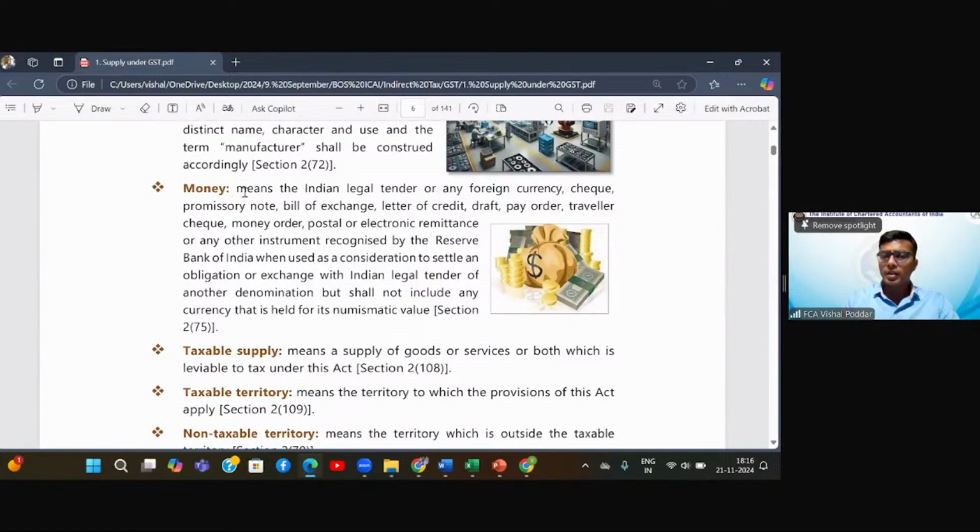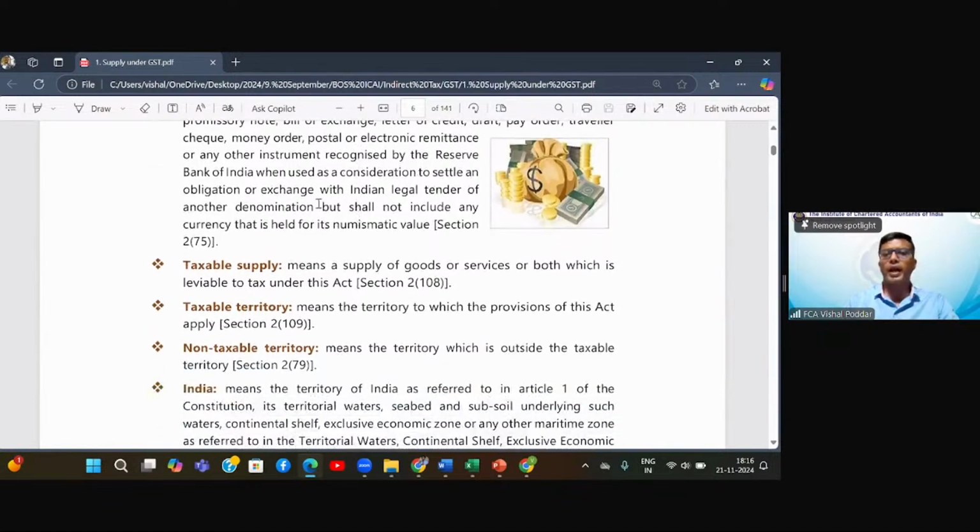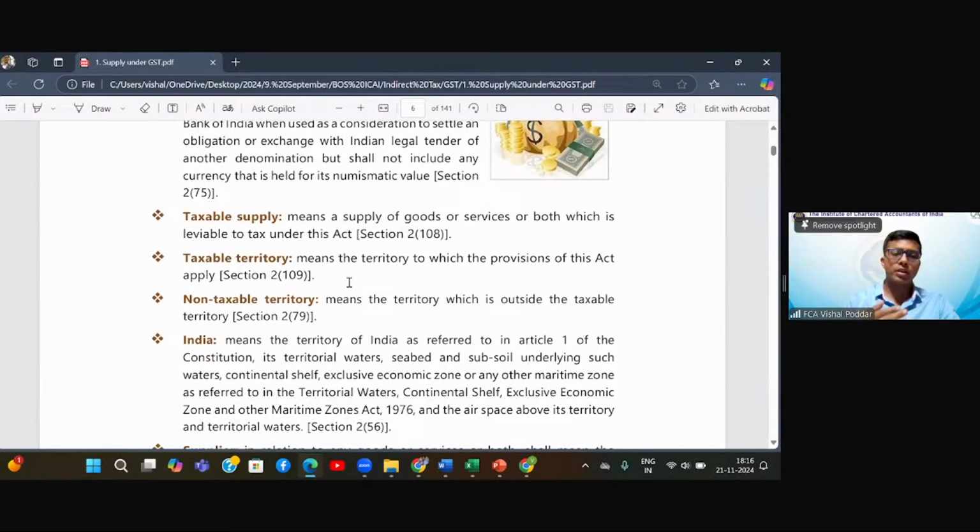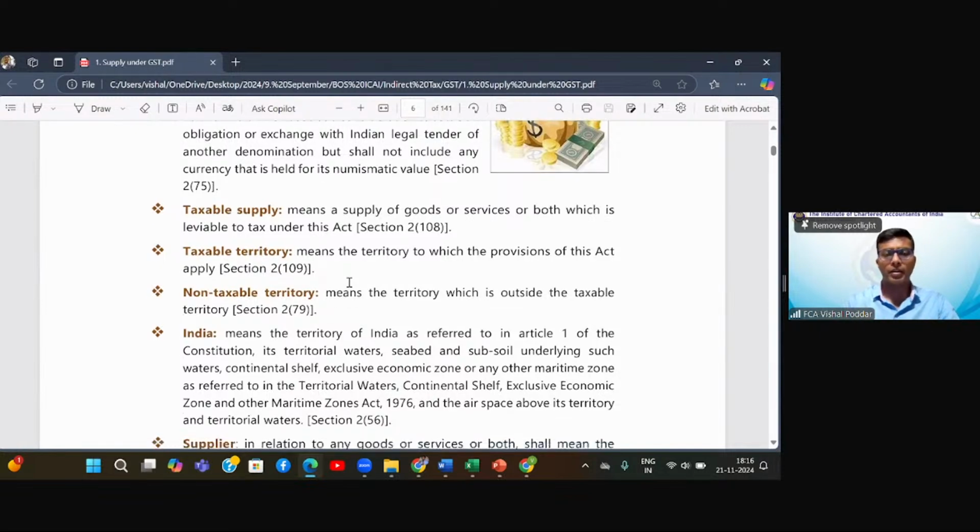Similarly, money we discussed last time. It includes Indian legal tender or foreign currency and all types of promissory notes, that is, negotiable instruments. And it will not include that currency which is held only for its numismatic value. See, I'm not repeating certain things because we had a lot of deliberation on that. Still, if you want anything to be repeated, I'll do that.